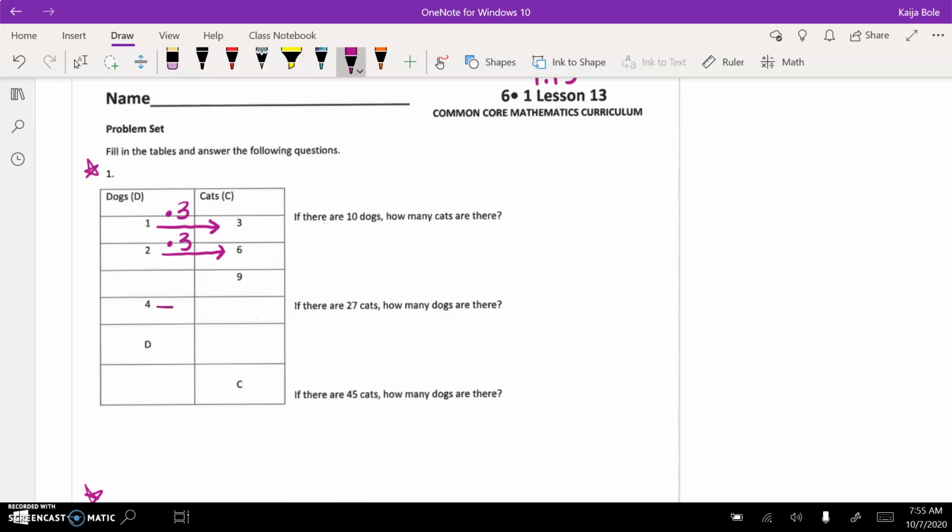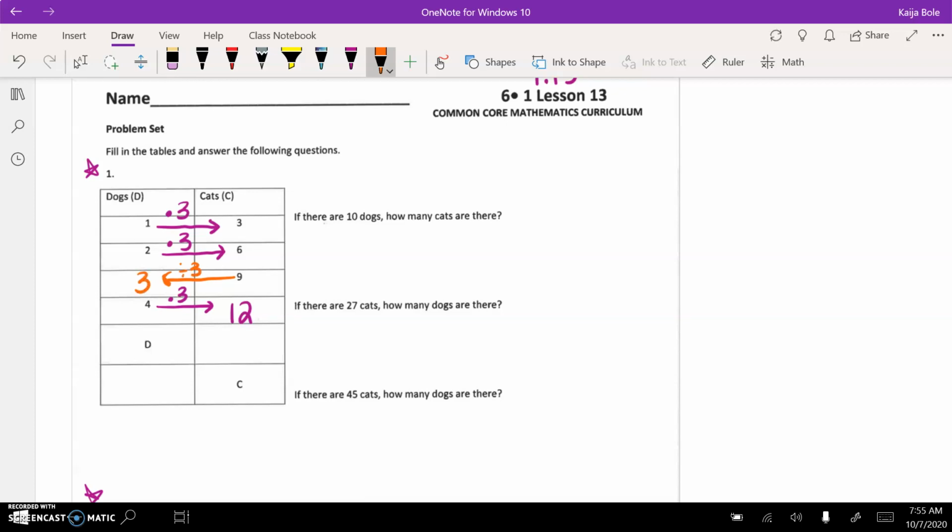So then I can go down to the 4, and I could do 4 times 3. Oh, not times 4, times 3. So that would give us 12. All right. And now if I want to go the other way, like going from 9 going across, I would do the opposite of multiplying, which would be dividing. So this would be 3.